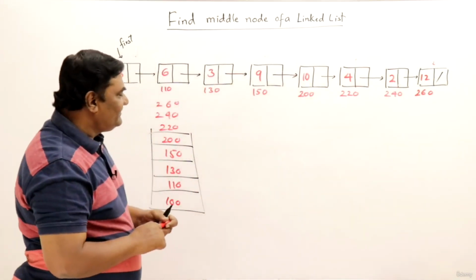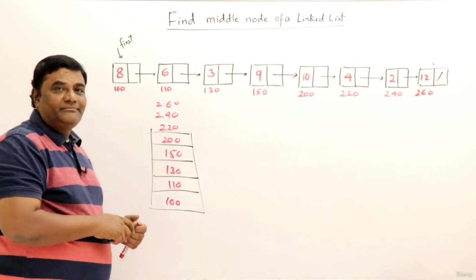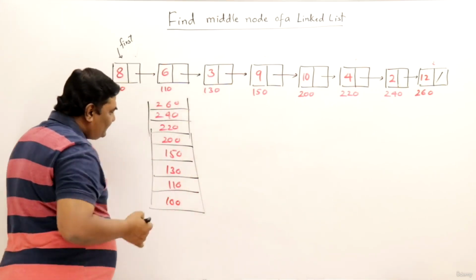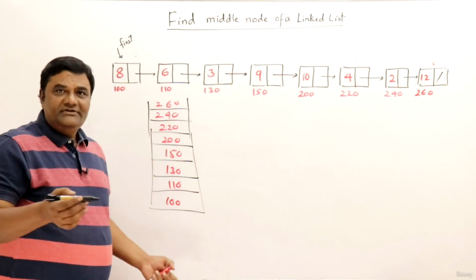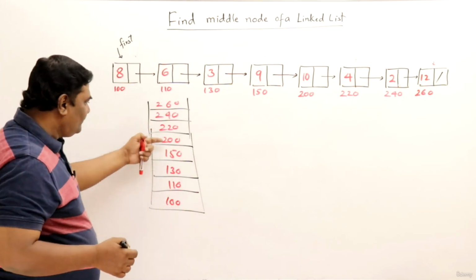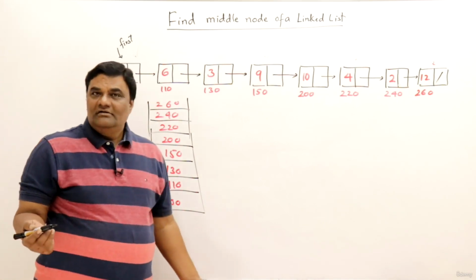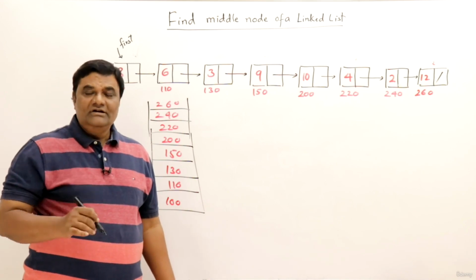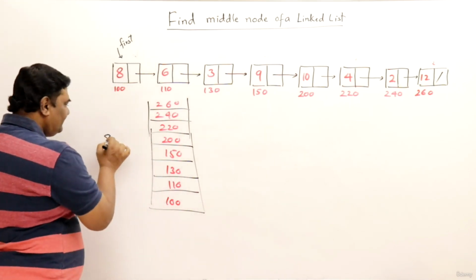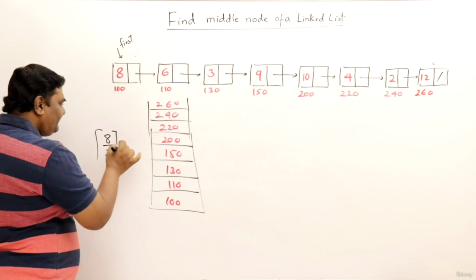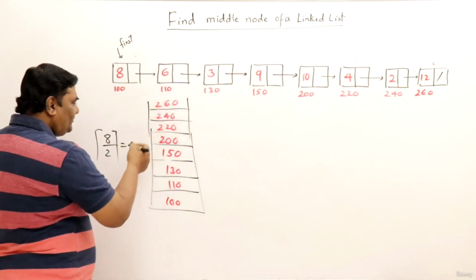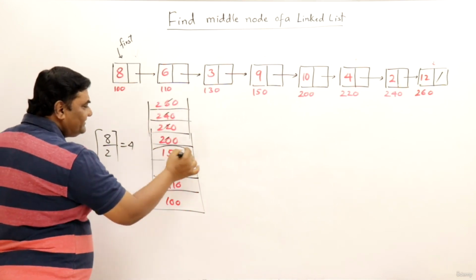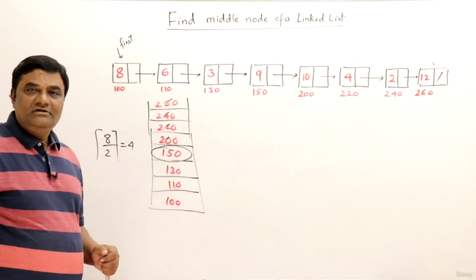So we have scanned through this linked list and pushed every address into the stack. So what is the size of this stack? We can know the size of the stack: 1, 2, 3, 4, 5, 6, 7, 8, right? So 8 by 2. We want the middle node. So 8 by 2, if I take the ceil value, then I get 4. So simply pop out 4 nodes from the stack. So 4 addresses, 1, 2, 3, 4. So this is the address of the middle node.